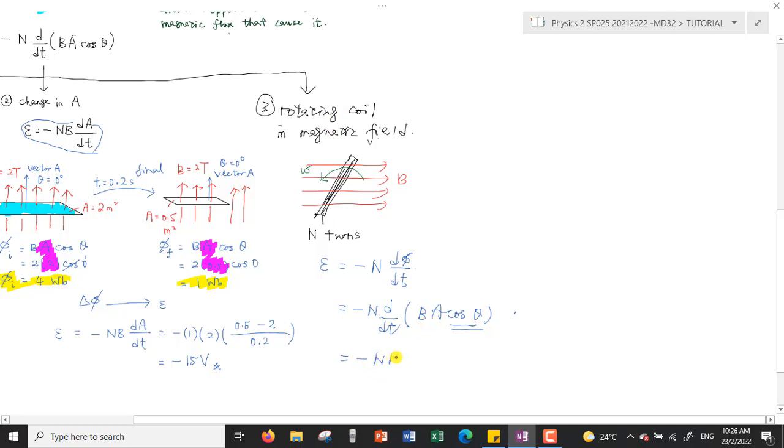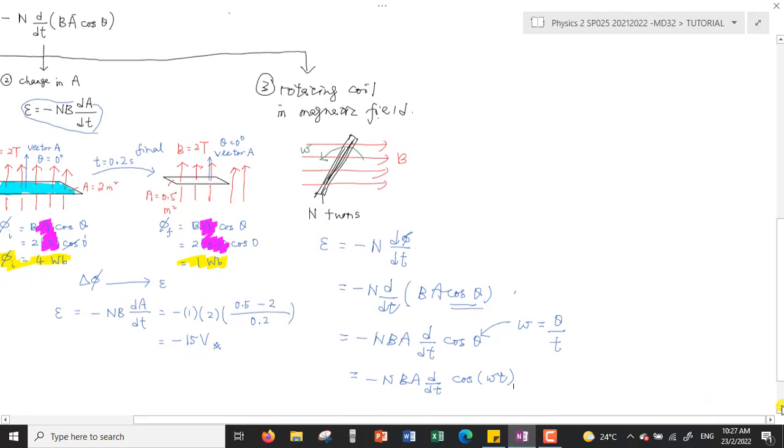So we take out the B and A. The physical quantity that changes with time is the angle between vector A and B. This angle can relate with how fast we rotate the coil in magnetic field. If you recall your prior knowledge in rotational motion, omega, angular velocity, is theta over time. So we put it in negative NBA d over dt cos omega t.